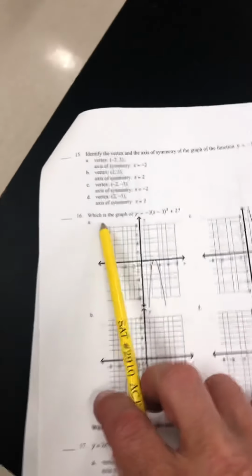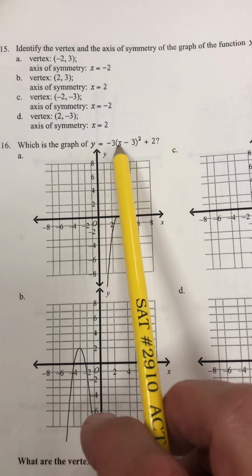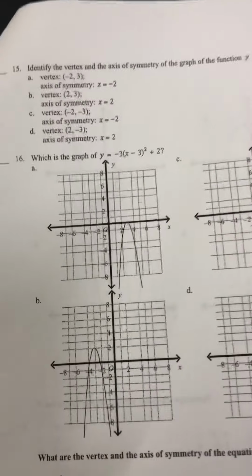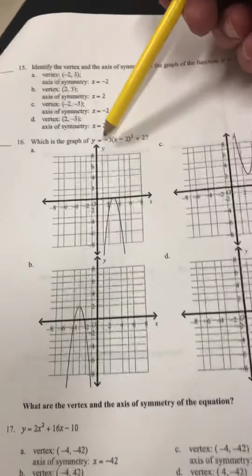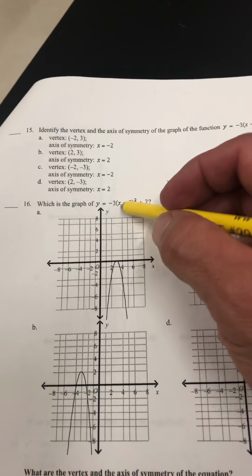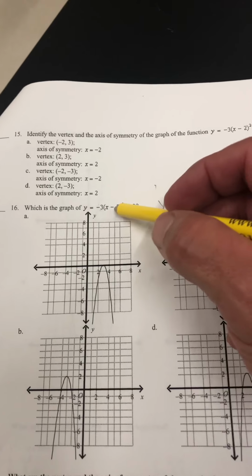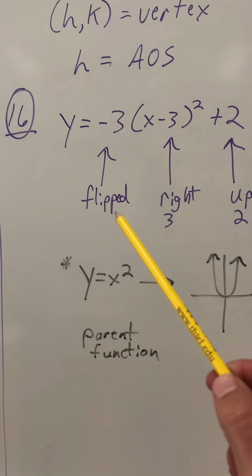Number 16, which is the graph of y equals negative 3 times the quantity x minus 3 squared plus 2. So you see here some changes to the parent function, which was y equals x squared, right? You have an a value that's here, you have an h value, you have a k value. What do these mean? And how is it going to match up with A, B, C, or D in your graphs? Let me give you some clarification on this.